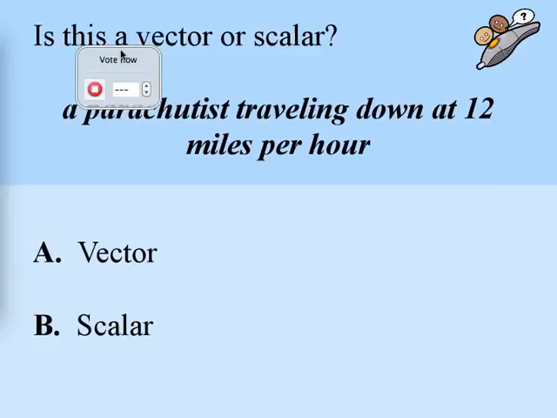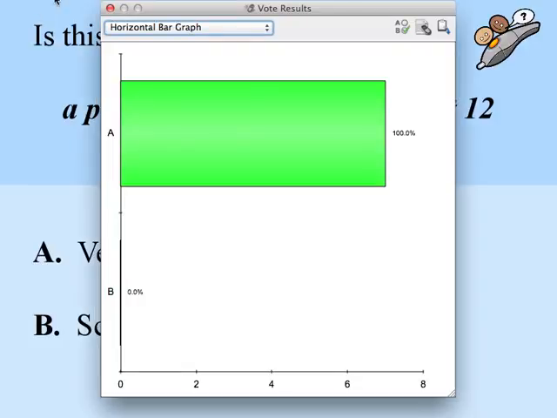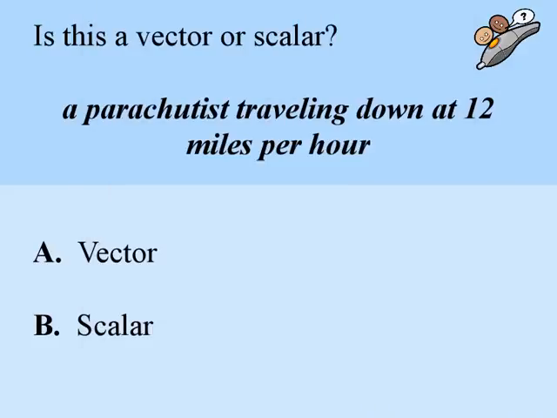Here we go. A parachutist traveling down at 12 miles per hour. Christina, you better not be last. You are last again. Vector, nice job.